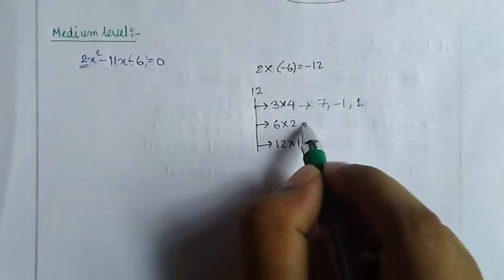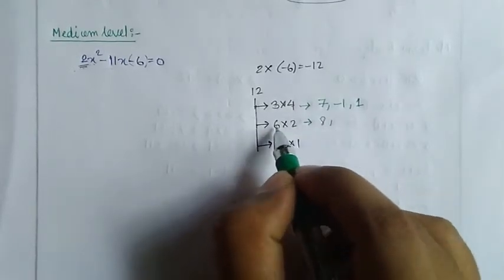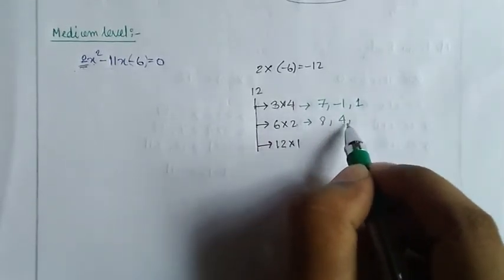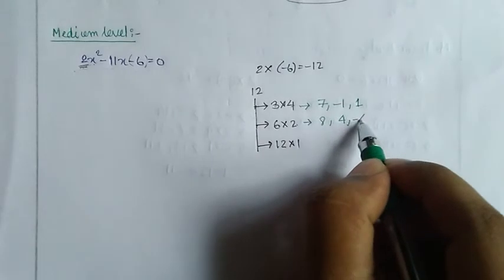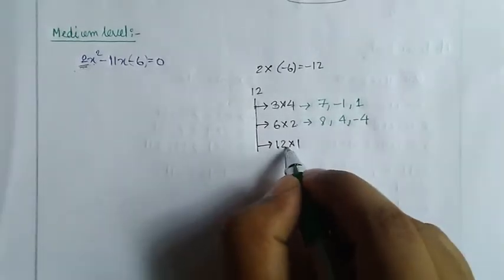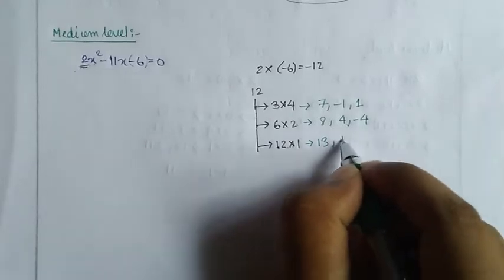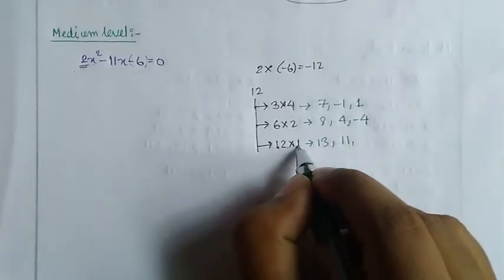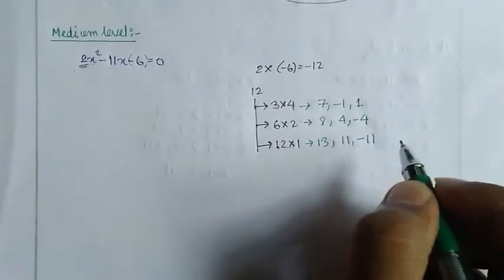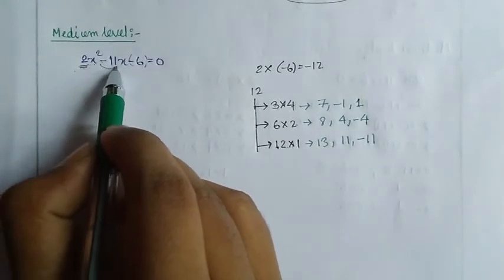6 plus 2 is 8. 6 minus 2 is 4. 2 minus 6 is minus 4. 12 plus 1 is 13. 12 minus 1 is 11. 1 minus 12 is minus 11. So we have got what we need here, minus 11.